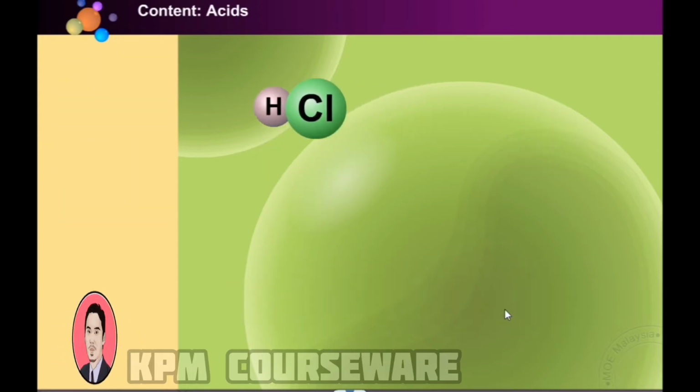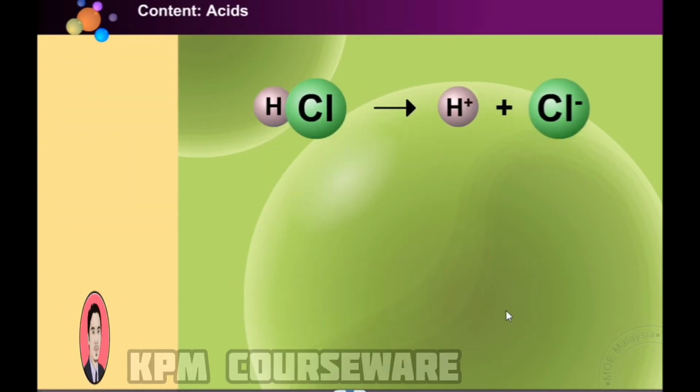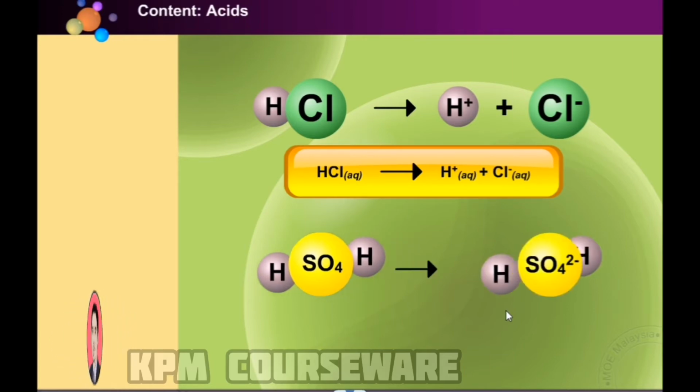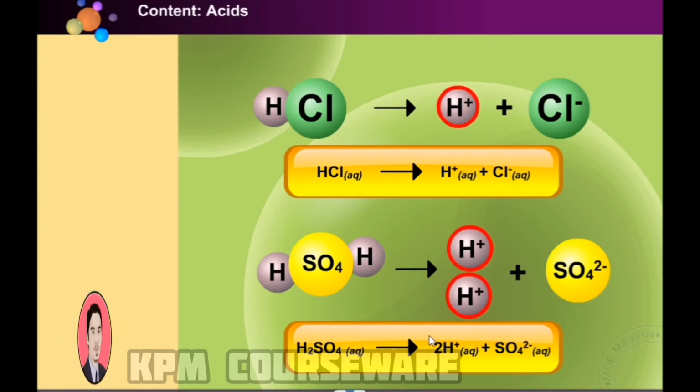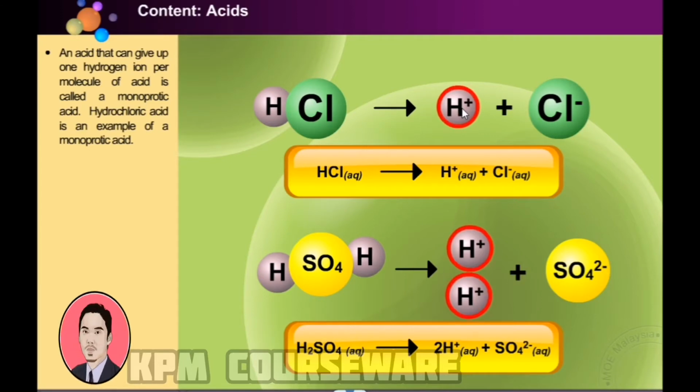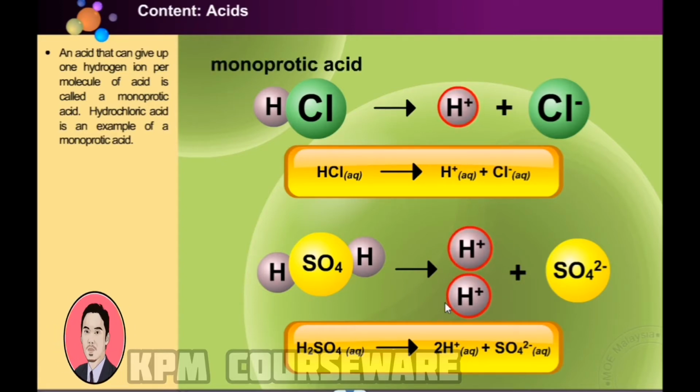Now, look carefully at these two. Can you spot the difference? Look at the number of hydrogen ions produced. Hydrochloric acid releases one hydrogen ion. An acid that can give up one hydrogen ion per molecule of acid is called a monoprotic acid. Hydrochloric acid is an example of a monoprotic acid.